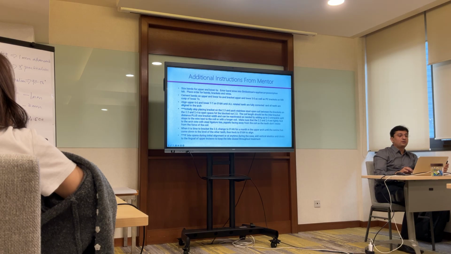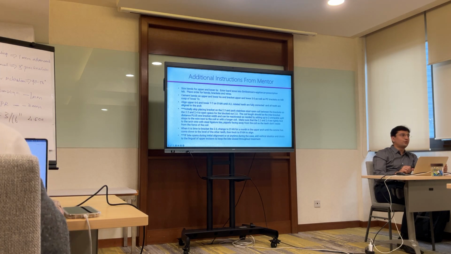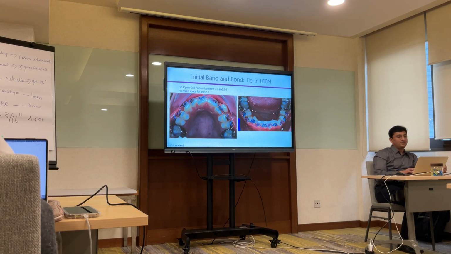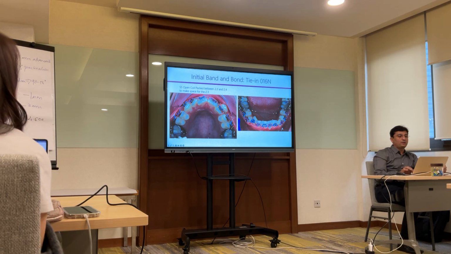Initially, do not bond 2.3 because 2.3 is completely outside the arch. You can delay bonding to 2.3. Pack open coil springs between 2.2 and 2.4 to create the space for 2.3 and then align 2.3. That's exactly how it looks. Bond and band, you have 2.3 that's skipping, then you have open coils to open up space.